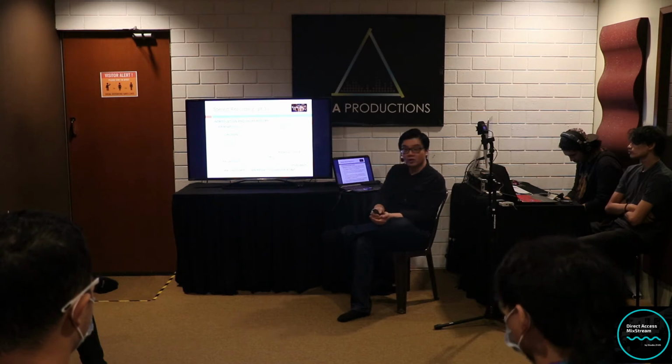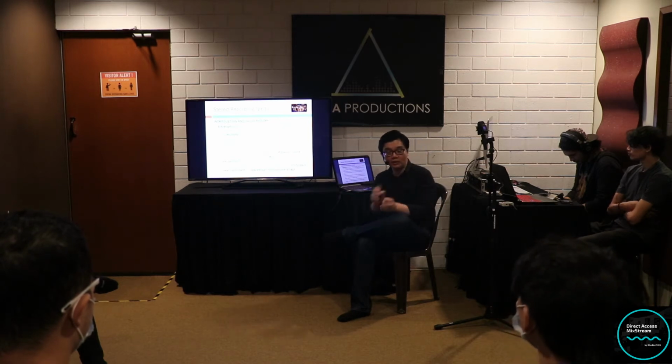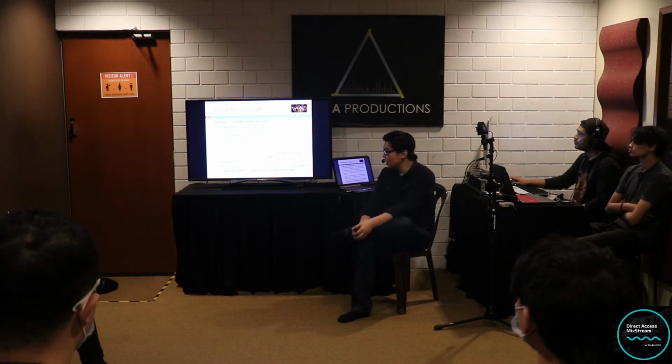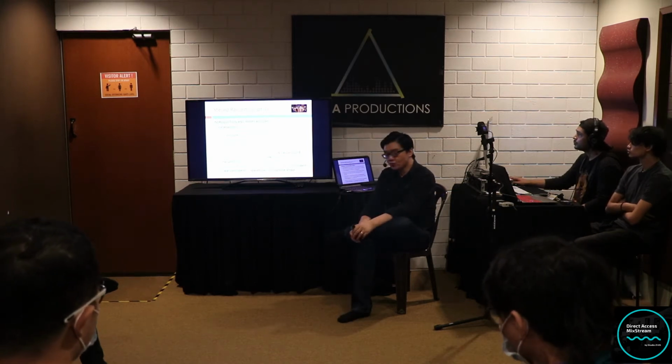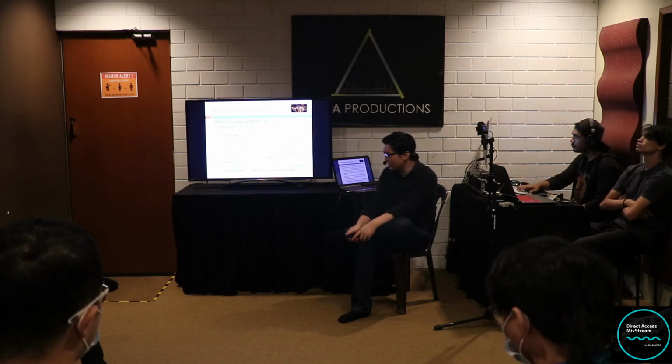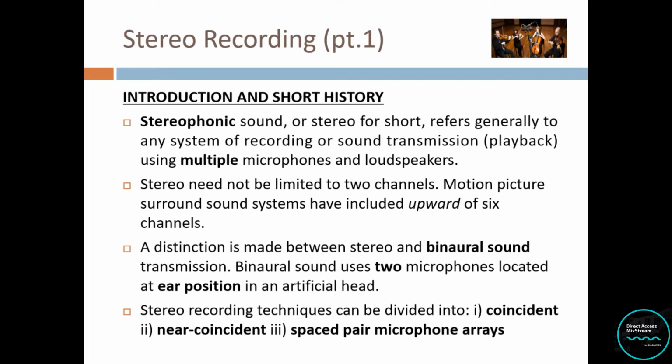Let's go into stereo recording techniques first, what we will probably be using most of the time. Generally, it can be divided into 3 types of stereo recording. Number 1 is called coincident. Number 2 is near coincident. And number 3, what we call spaced pair microphone arrays. So 3 types of arrays: coincident arrays, near coincident arrays, and spaced pair.